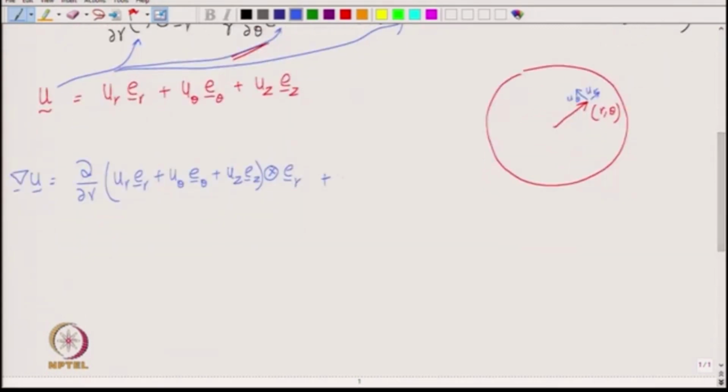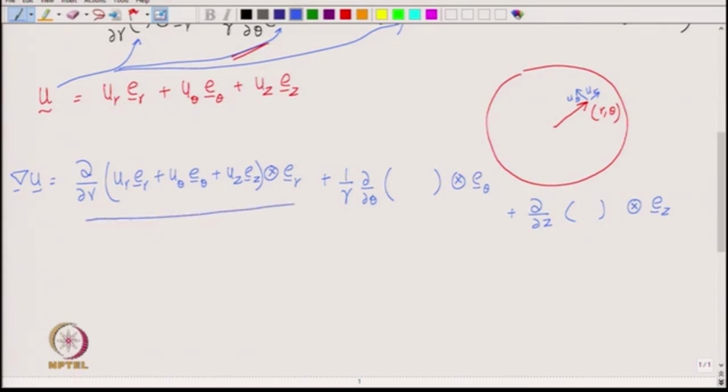Then the second one is 1 over r del by del theta of the same quantity tensor product E theta, plus del by del z of the same quantity tensor product E z. Okay, let us work out the first term over here.